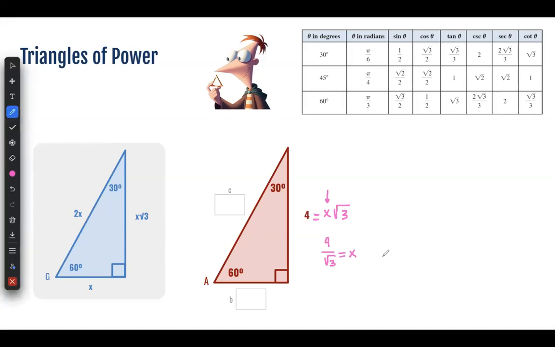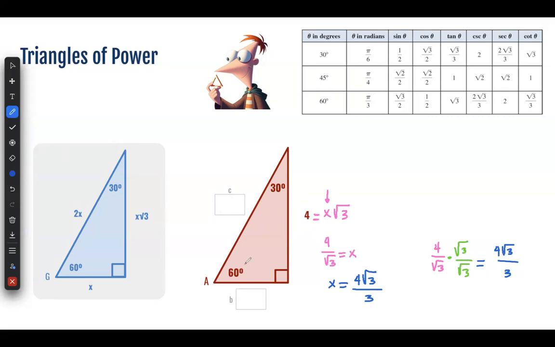And if we rationalize this answer, we're going to have 4 over the square root of 3. We have to multiply this by the square root of 3 over the square root of 3. And you're going to end up having 4 times the square root of 3 over 3. So that is the x that we are looking for, equals 4 times the square root of 3 over 3.